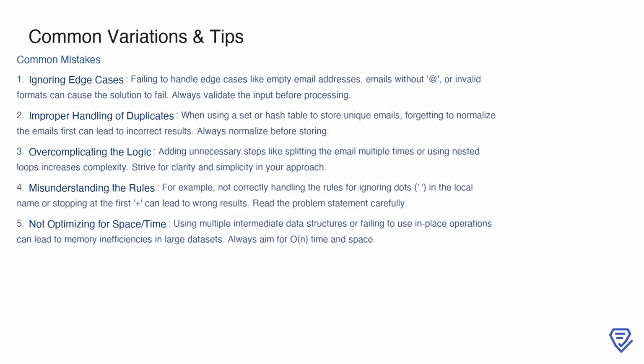Overcomplicating the logic is another issue to avoid. Adding unnecessary steps, like repeatedly splitting the email address or using redundant nested loops, makes your code harder to read and less efficient. Simplicity and clarity should always be priorities. Misunderstanding the problem's rules is another challenge. For instance, you need to ignore dots in the local part of the email and stop processing at the plus symbol. Failing to implement these rules accurately can lead to incorrect results.